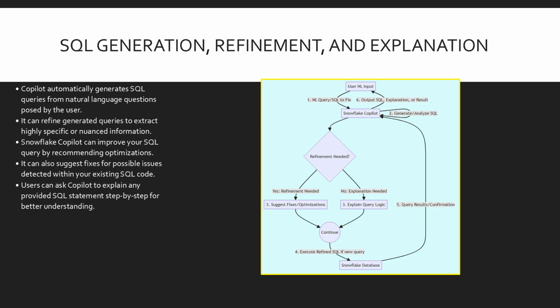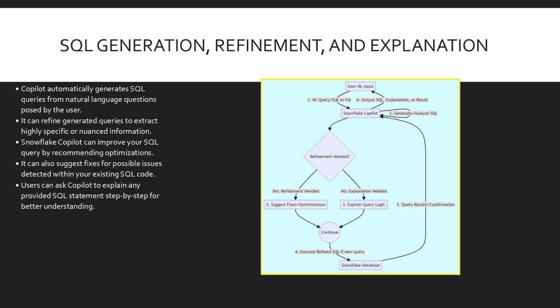Snowflake Copilot's advanced functionality includes the seamless, autonomous generation of complex SQL queries, directly translating natural language questions that users input into precise, executable database code. Once an initial query is generated, Copilot possesses the sophisticated intelligence necessary to refine these queries dynamically, ensuring they accurately capture and extract highly specific or intricate, nuanced information that the user initially requested in plain text.